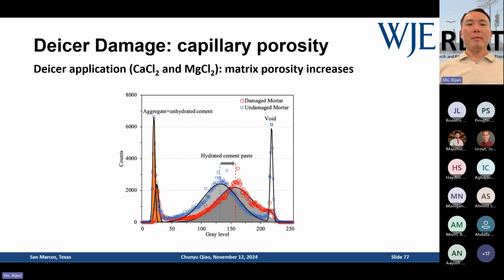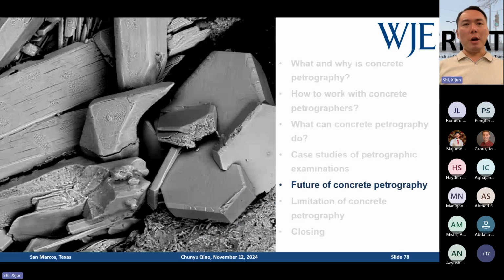So that is a way for us to at least semi-quantitatively characterize your material with fluorescence microscopy and image analysis. So those are the three case studies from my petrographic career, from different aspects: new construction, low strength issue, surface defects, rain damage issue, and also durability issue, like this freeze-thaw damage.